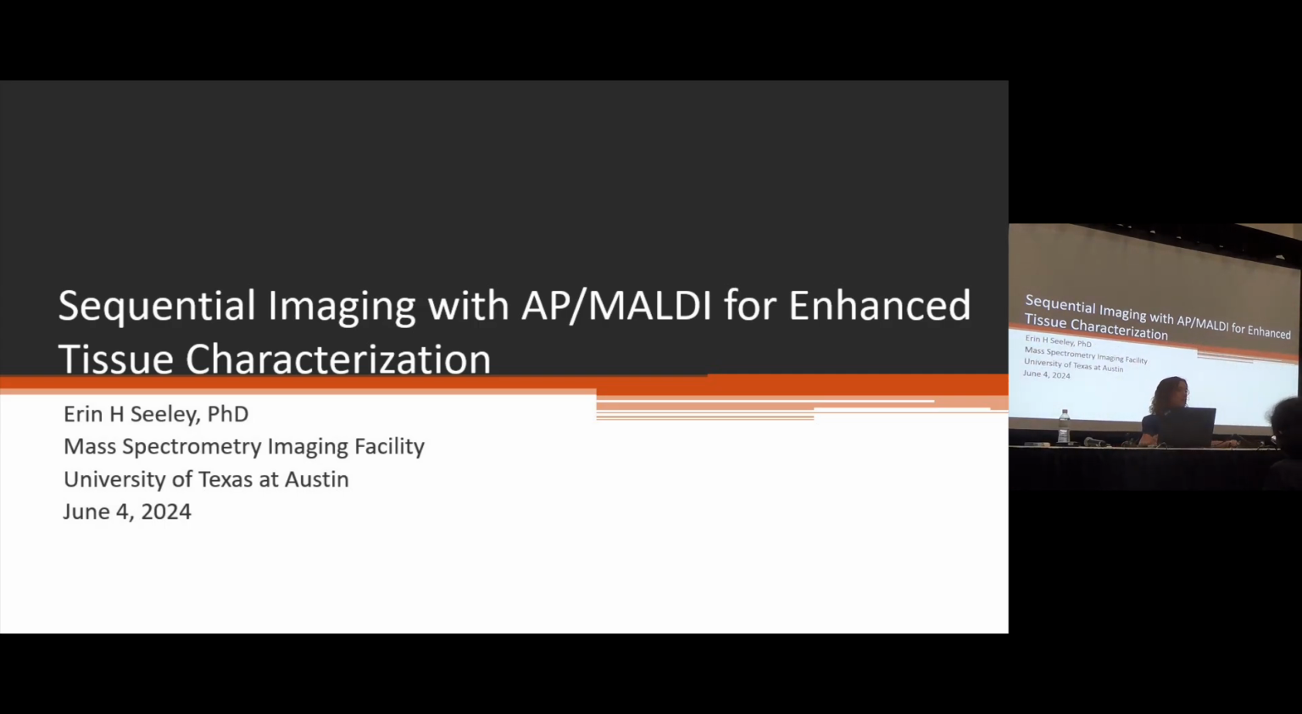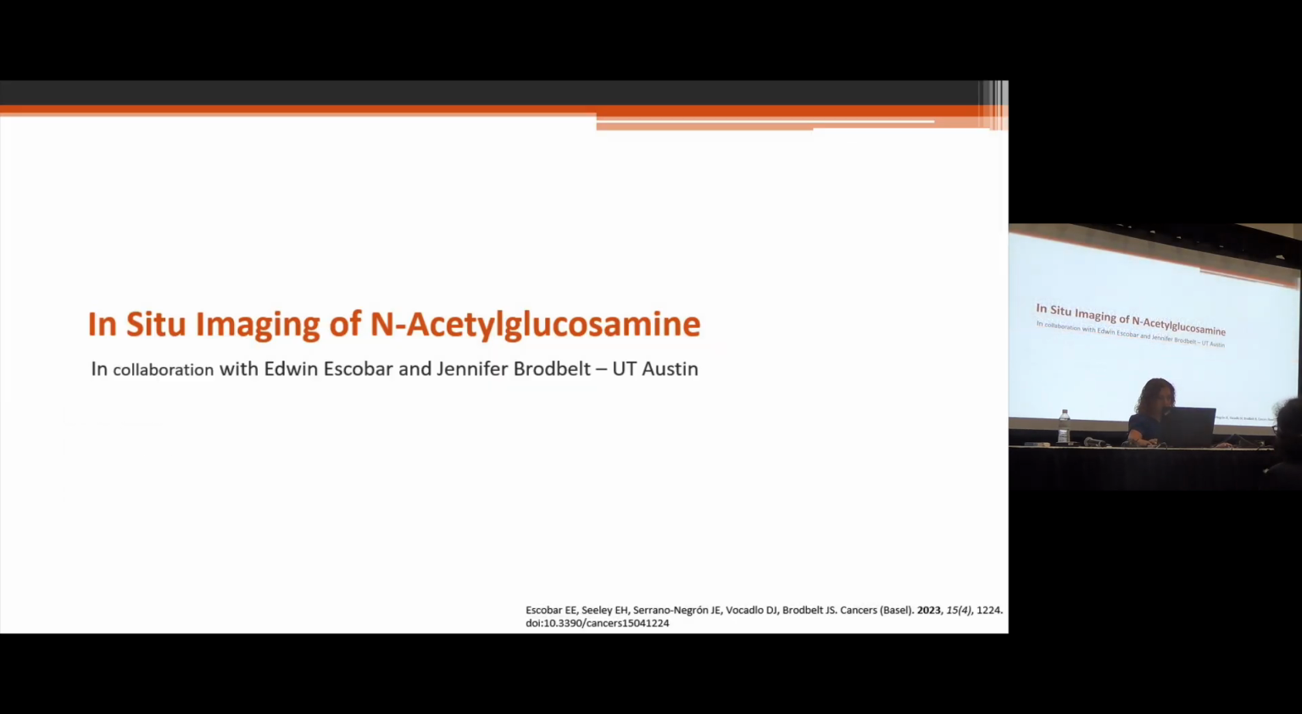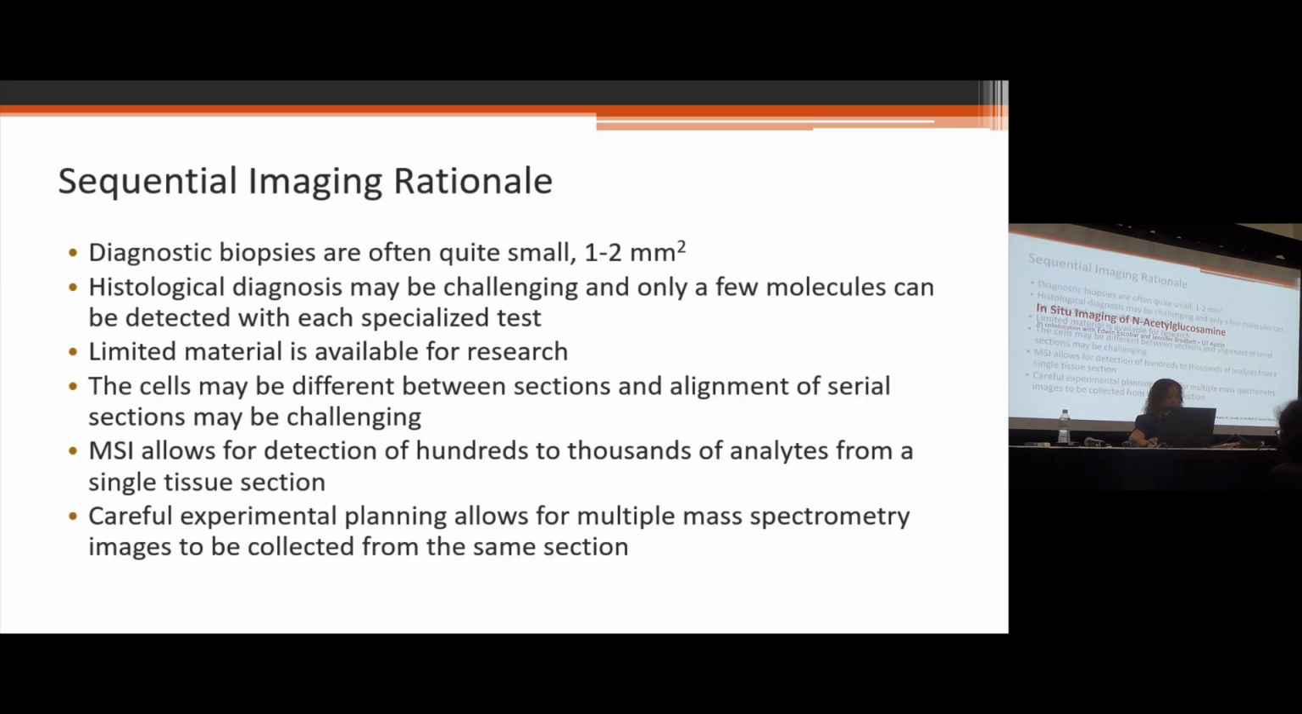So I'm going to focus on an application of some work that I've done using the MassTech AP MALDI source. In this case, doing sequential analysis from the same tissue section, looking at different classes of molecules in this study. So what we were looking at here is in situ imaging of O-GlcNAc. This is an O-linked sugar, which has been underrepresented in the literature. So I'll take you through the process of how we developed the method to do this analysis and how it fit into the sequential analysis from tissue sections.